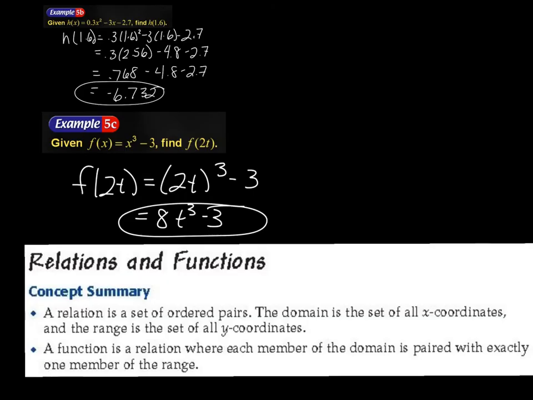A relation is a set of ordered pairs. The domain is a set of all the x-coordinates, and the range is a set of all the y-coordinates. A function is a relation where each member of the domain is paired with exactly one member of the range.